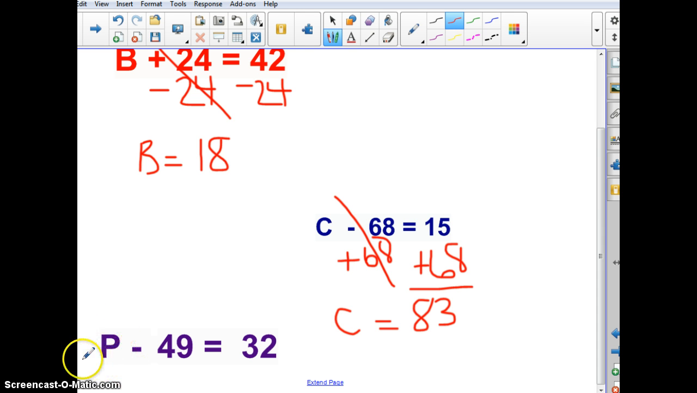Let's find p. What is p? We're going to do the opposite. We always do the opposite. What I do to one side, I have to do to the other. Now because I'm limited for room here, I'm going to cross this off. I'll put it above. I'm going to do this in my head. 32 plus 49 should be 81.